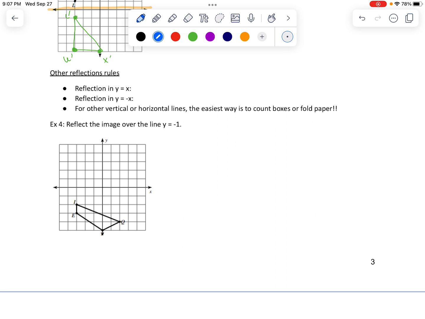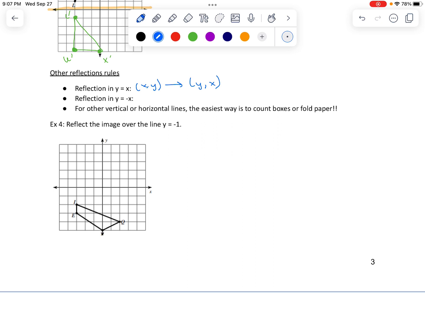Looks like I actually took care of this in example 4 and didn't realize it. Silly fish. Other reflection rules. So let's say you have a reflection in y equals x. Our original here is (x, y). This now goes to (y, x).